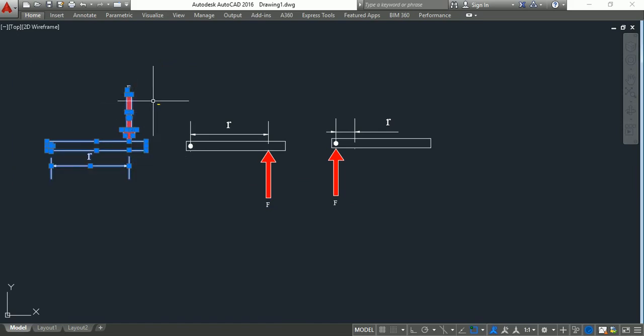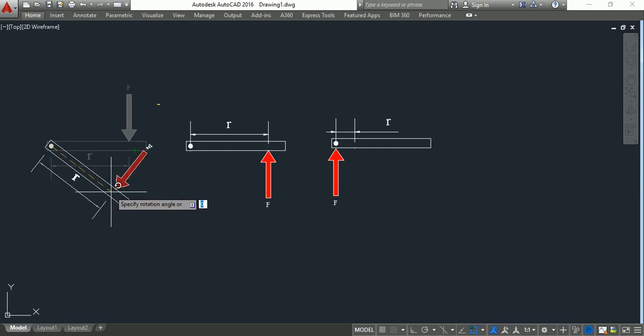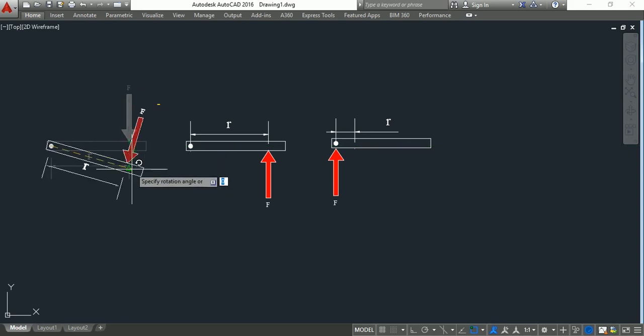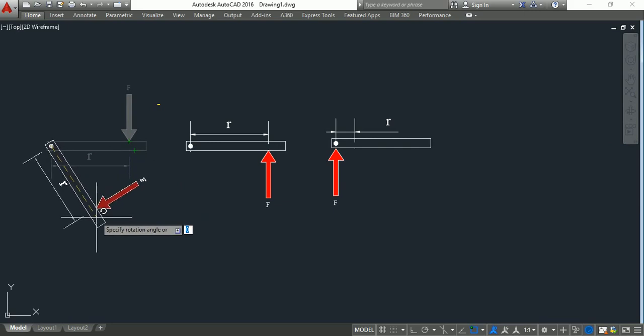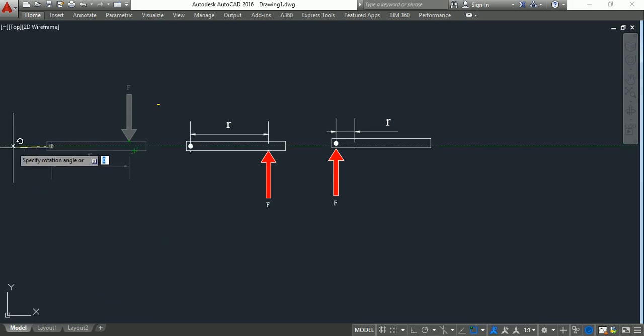Due to application of this force, what happens? See here, I have fixed this point. About this point, the body starts to rotate in a clockwise direction. What is moment? Moment is nothing but the rotational effect of a force over a body about a given point. So this is the given point about which the body starts to rotate. Due to the force, the body is rotating in a clockwise direction, and r is the perpendicular distance between the point chosen and the applied force.